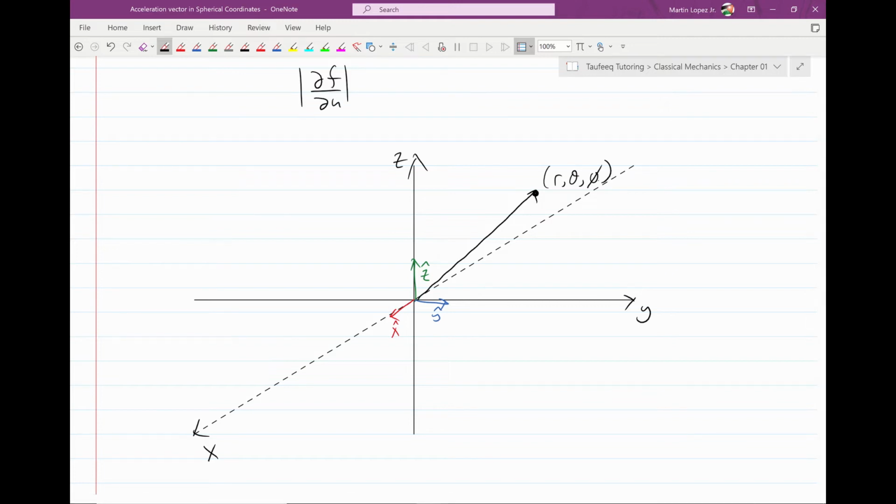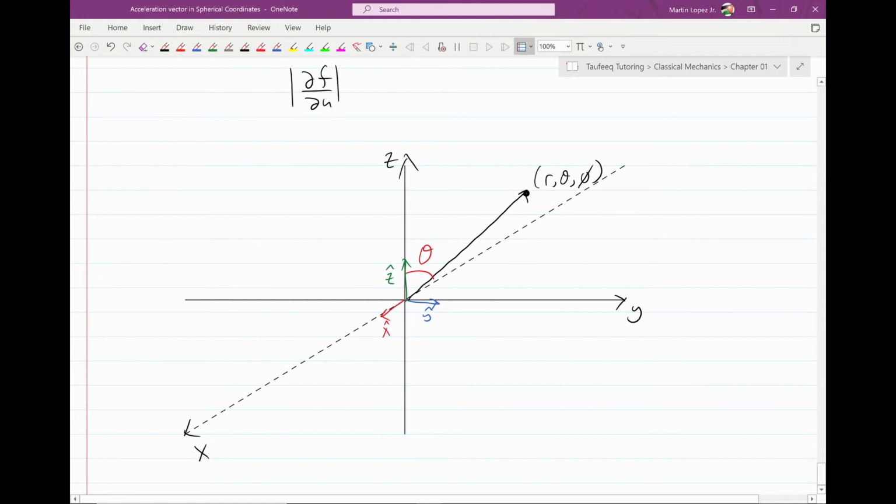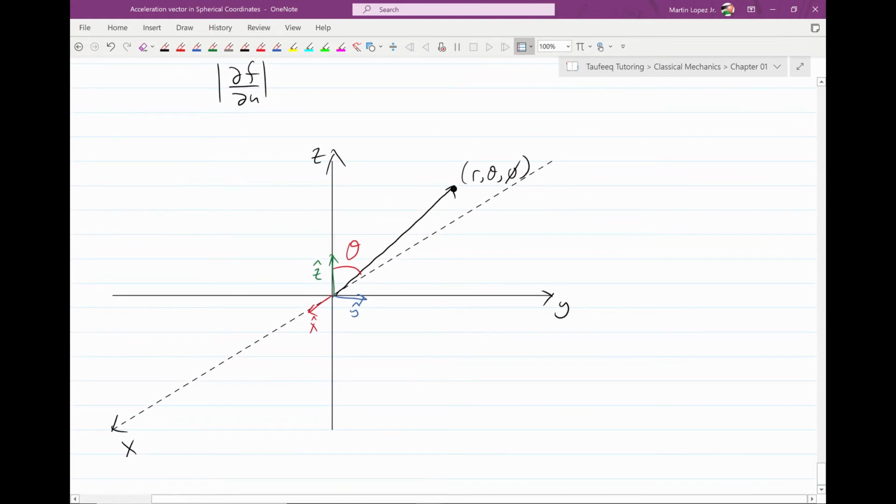Now, r is the same thing conceptually. It's the length of the vector, the magnitude of the position vector. Theta is what we call the polar angle. It's the angle between the z-axis and the vector. So that's theta, the polar angle. And phi is conceptually the same thing as well. It's the angle between the x-axis and the projection of this position vector onto the 2D plane.